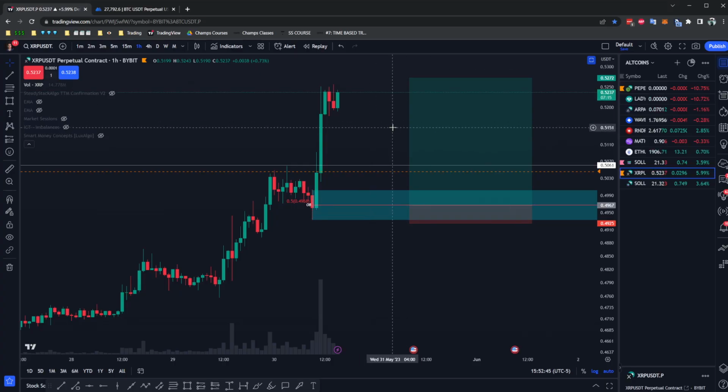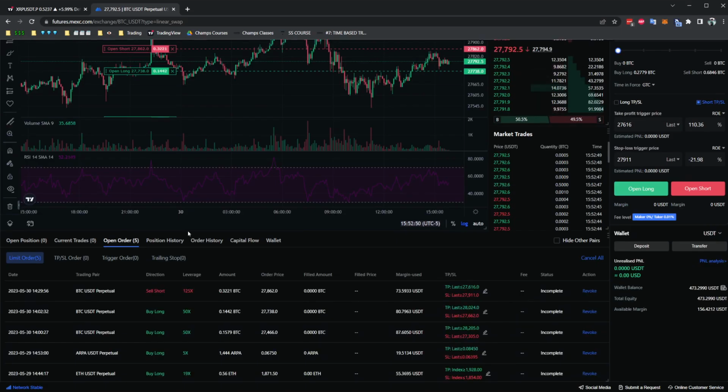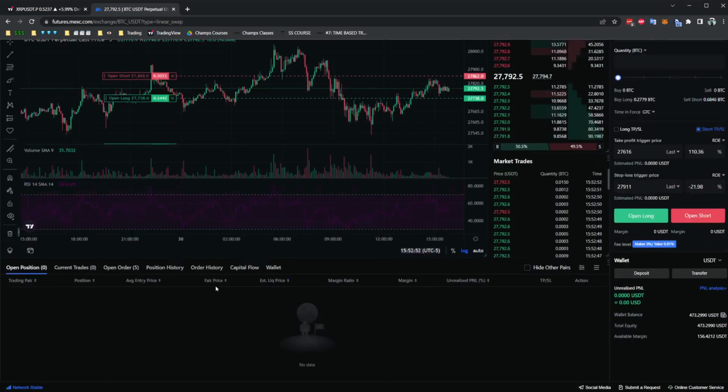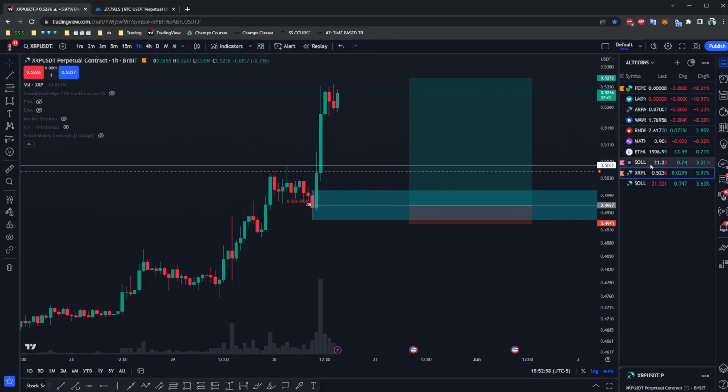I already set this up on MEXC, I think. I hope. If I didn't, then that's really funny. Because I have no idea if we're even going to be able to hit this in the next day or so. That's why I set my alert.